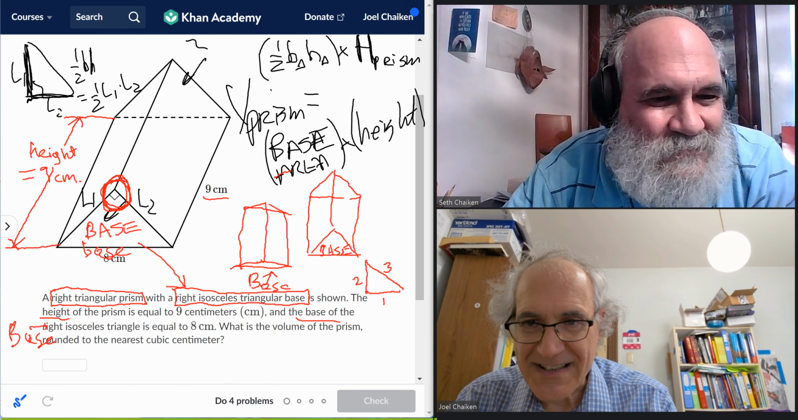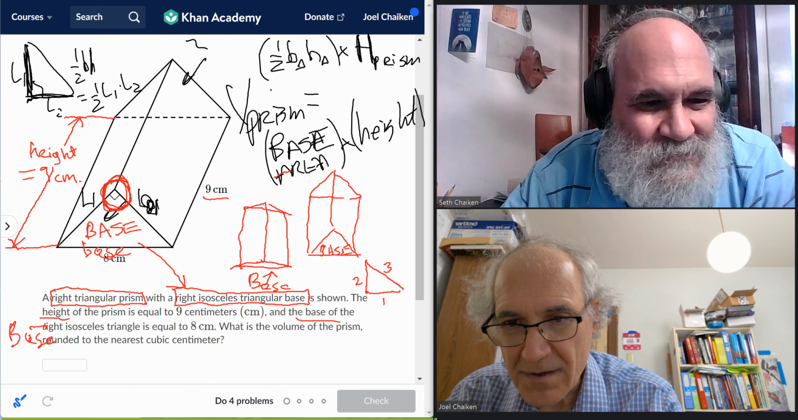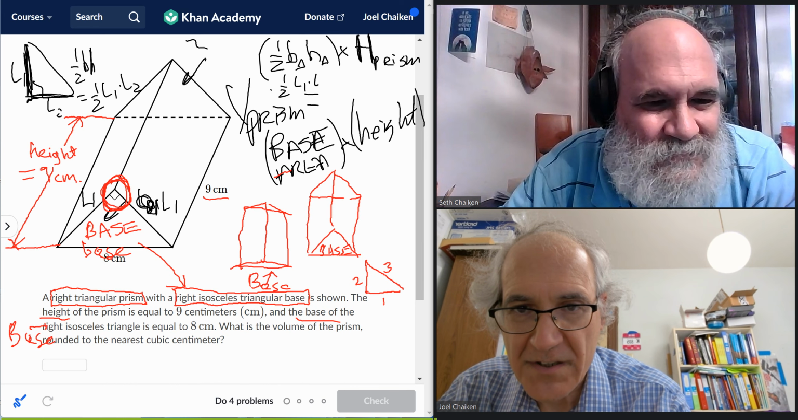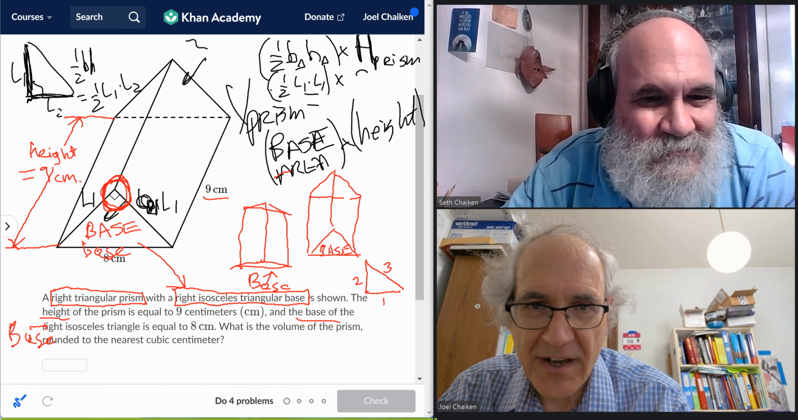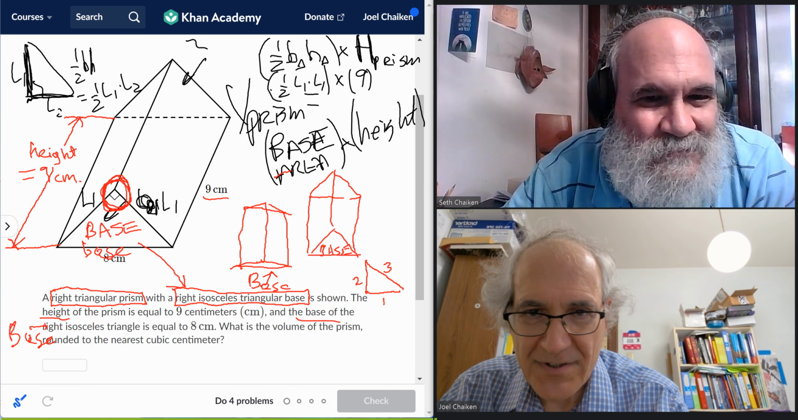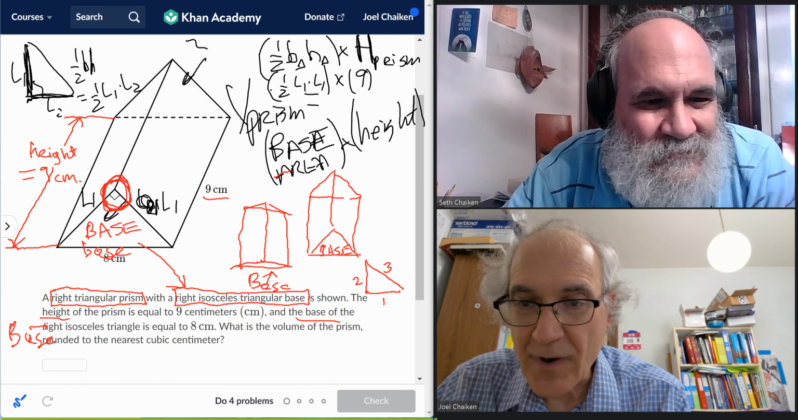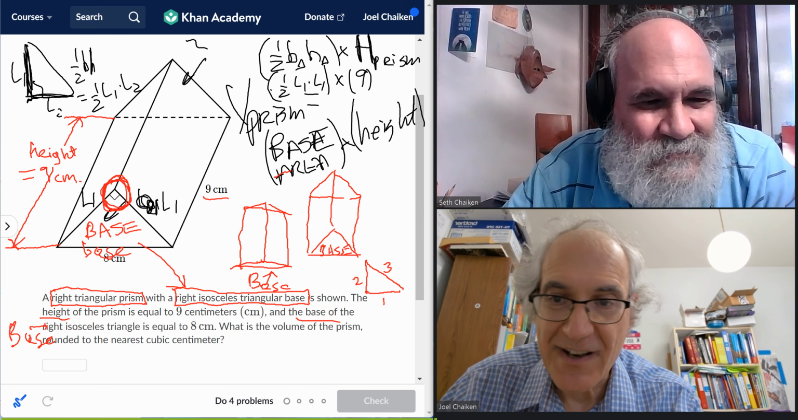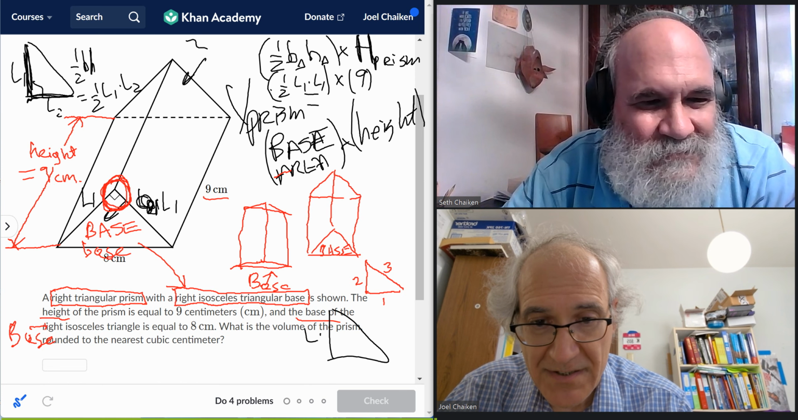But then they tell you it's isosceles, which means these two are the same. So the formula really is 1/2 L1 times L1 times, now I'm just going to put a 9 in there, because it's the height of the prism. Now it comes down to what is L1. They don't give us L1. They only give us the hypotenuse. So now you can redraw this: this is L1, this is L1, and this is 8.